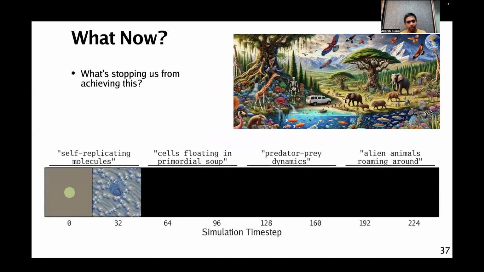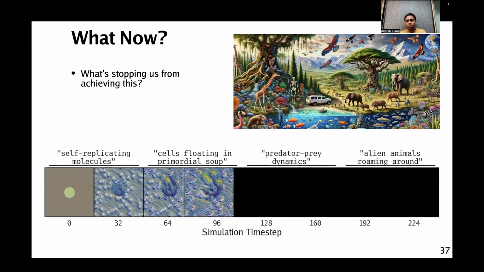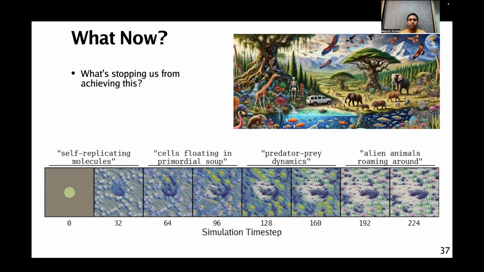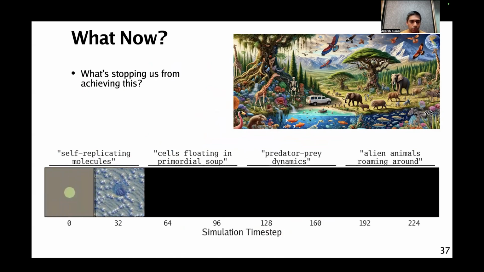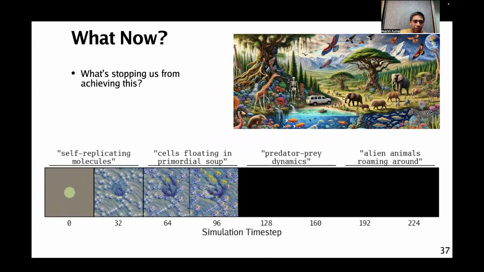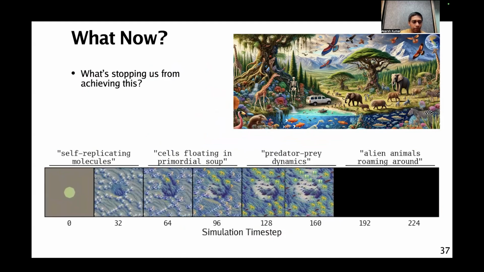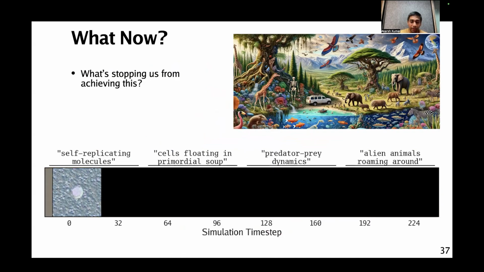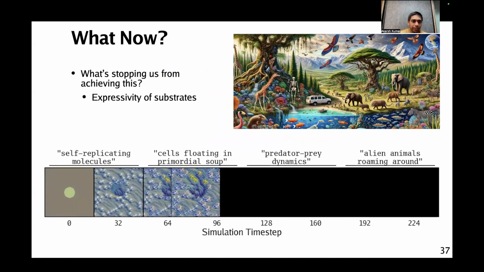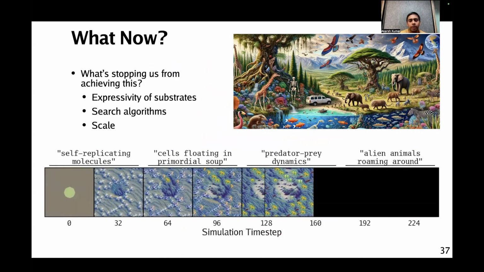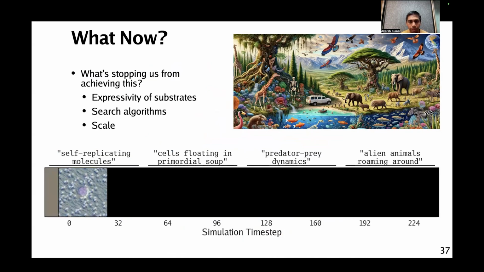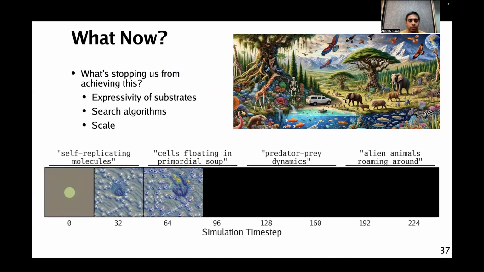And what now? Looking forward, I want to answer what's stopping us from achieving this ultimate dream of ALIFE, which is to recreate the diversity of life on Earth. I tried to do this here, where I took an NCA and had it go through self-replicating molecules, a self-forming primordial soup, finally getting alien animals roaming around. I think the key things stopping us are the expressivity of our substrates, the search algorithms, and finally the scale at which we're operating.